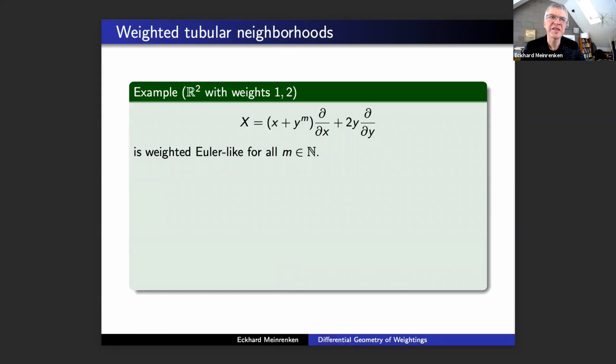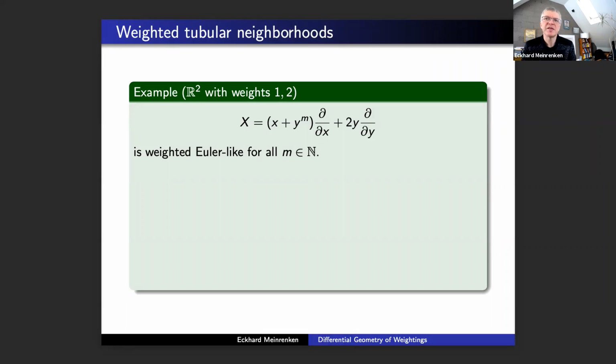So here's an example of a weighted Euler-like vector field. We take R2 with weights 1 and 2, and I have a higher order perturbation. For all natural numbers m, this is Euler-like. Even for m equals 1, this would be a higher order perturbation because y times d by dx has weight 2 minus 1, which is 1, whereas the other parts have weight 0.